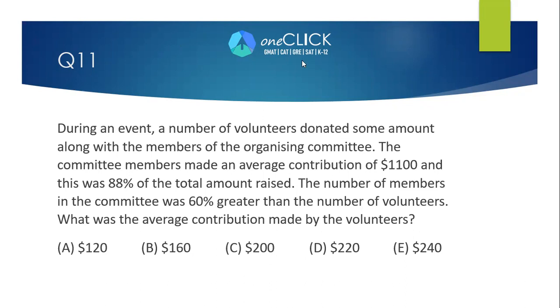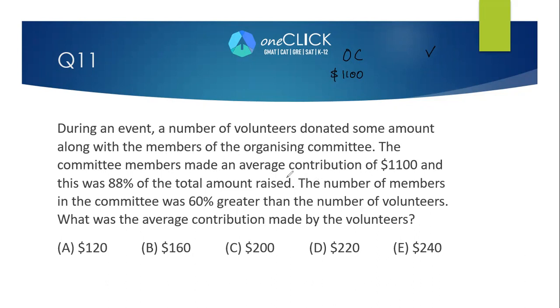Let's look at this one. So what do we do here? It says there are two groups. One is the committee, the other is the set of group of volunteers. Now it says that the committee members made an average contribution of $1,100. And this was 88% of the total amount raised.